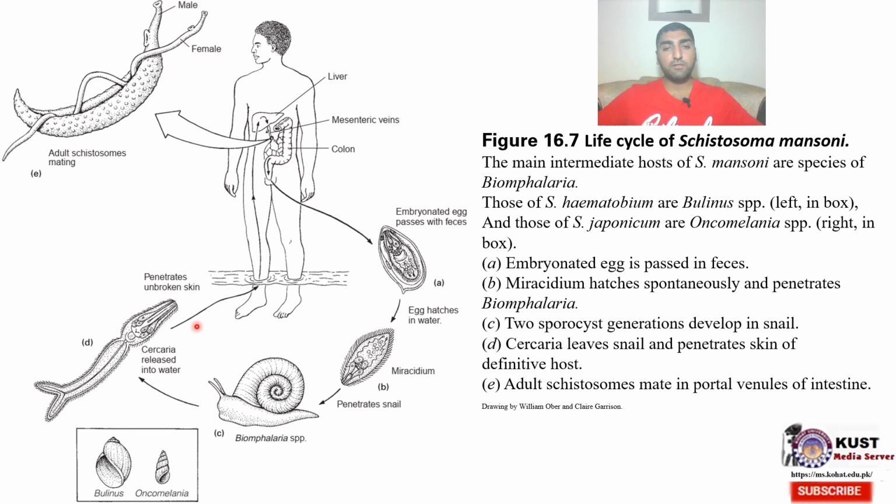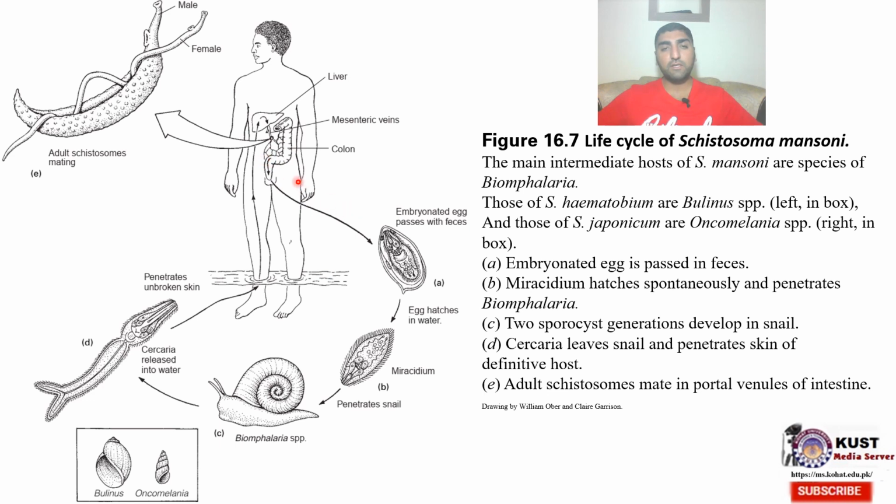So the next phase is the entry into the definitive host, which is the human being. The adult schistosomes mate in the portal venules of the intestine. This is the actual adult schistosome. This is the male schistosome in the gynecophoral canal, where the female lives. Once they produce the eggs, those eggs enter into the colon, and then they pass out in the feces outside into the water.